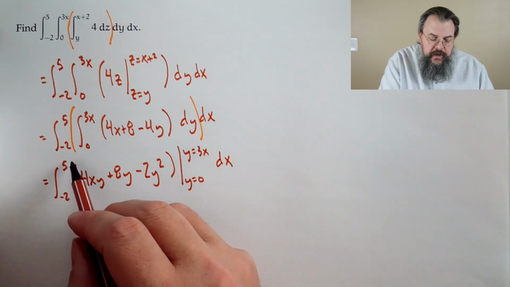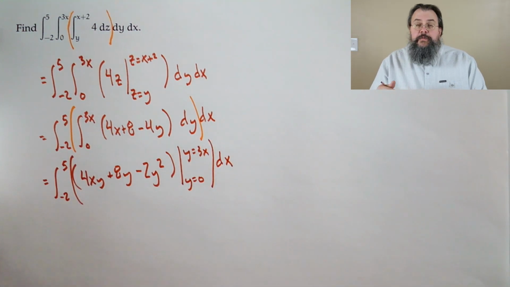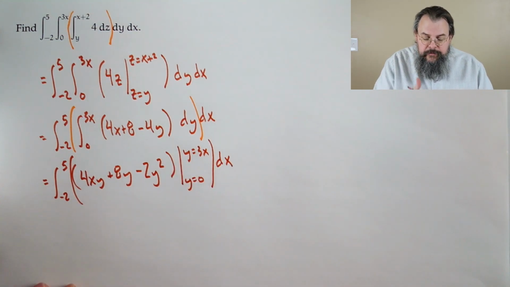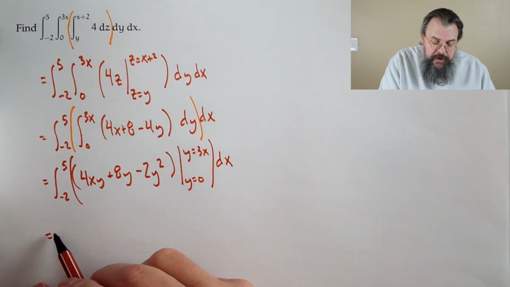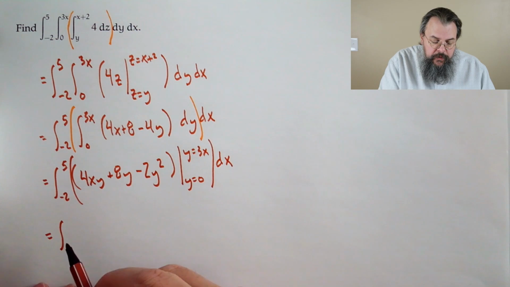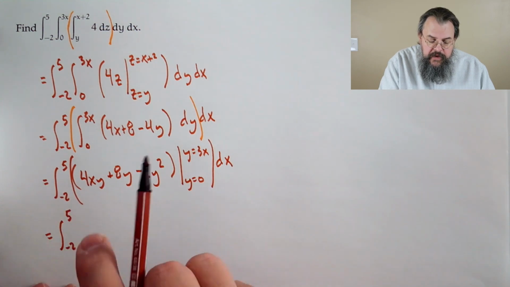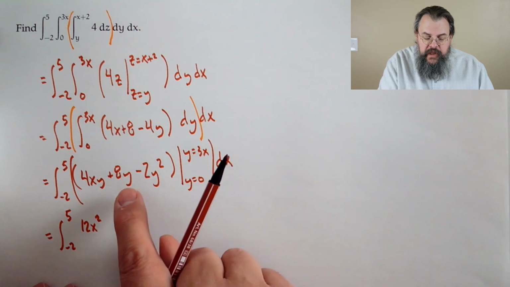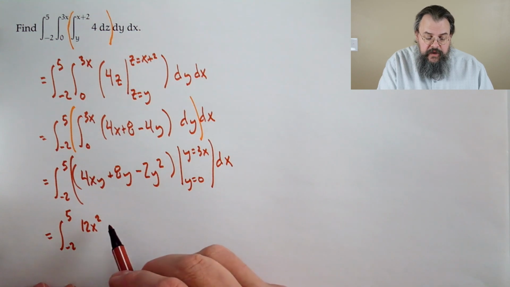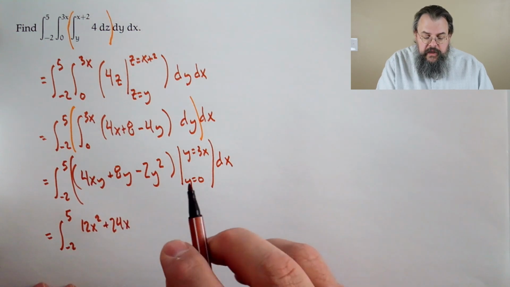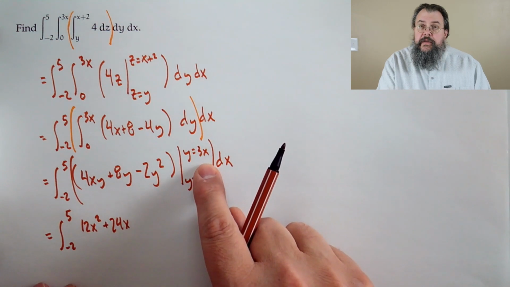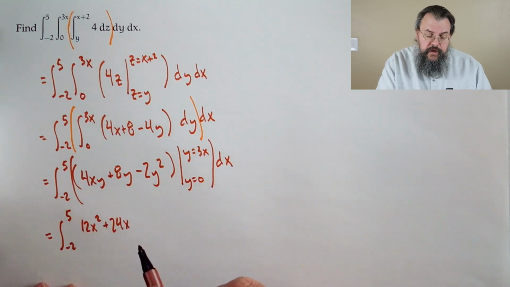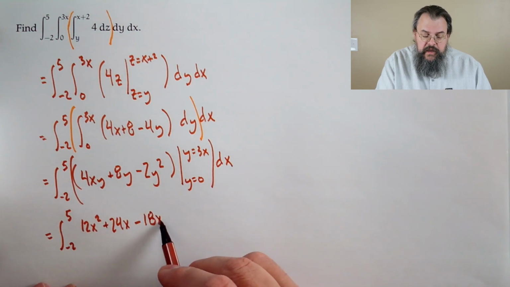All right, good. So now we need to evaluate. The nice thing is when you plug in 0, you get 0, 0, 0. What happens when we plug in the top bound, 3x? Well, we get 4x times 3x, which is 12x squared. And we get 8 times 3x, which is 24x. And we get minus 2 times 3x squared. If we square that, we get 9x squared times 2, so that'll make it minus 18x squared.